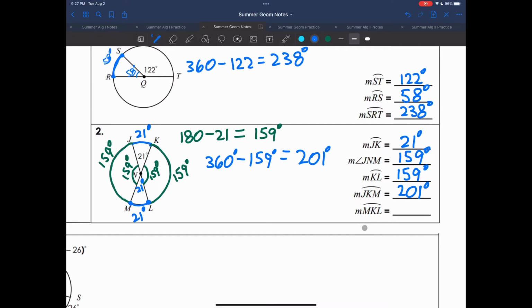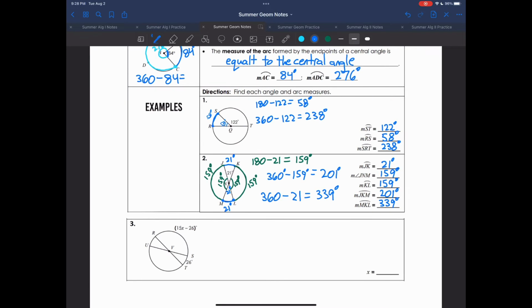Let's find the measure of arc MKL. Okay, MKL. So we start at M, we go through K all the way to L. That is like almost the entire circle. Can you guys see that? So you might think on this one, why don't we do 360 and subtract off this little missing piece? That's probably going to be the easiest way to do that. So we're going to take 360 and subtract off 21. And that is going to give us 339 degrees. Okay, good. Hopefully this is making sense.